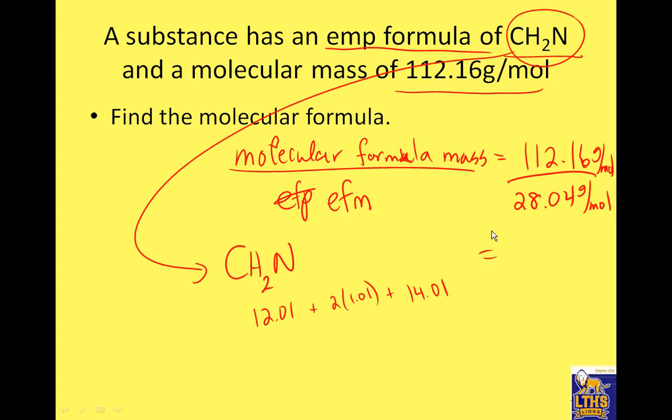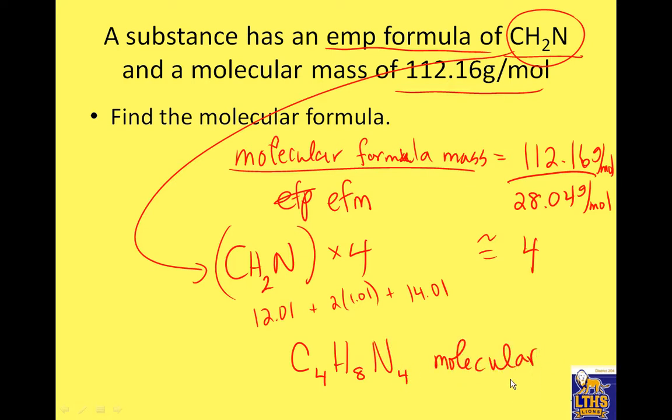So if we divide those out, 112.16 divided by 28.04, we get approximately 4. So the empirical formula needs to be multiplied 4 times to get the molecular formula. So we get 4 moles of carbon, 8 moles of hydrogen, and 4 moles of nitrogen as the molecular formula. Alright, let's do another one.